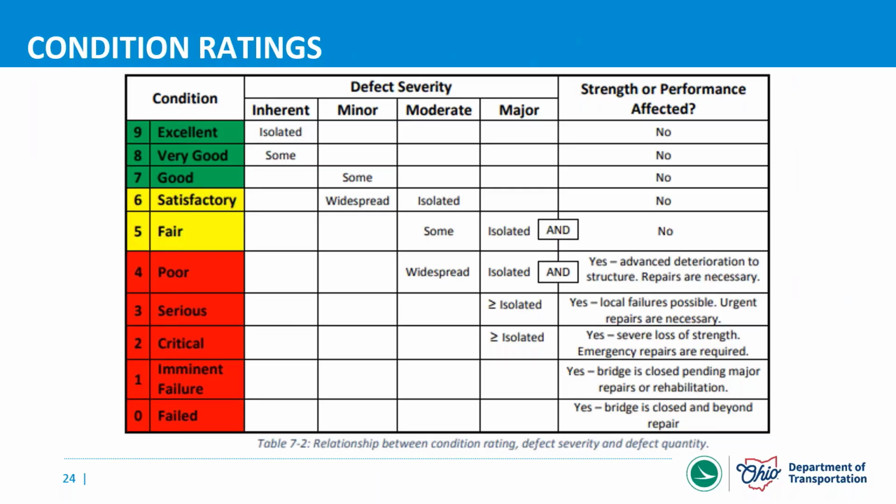What I want to lastly bring attention to is the difference between a 5 and a 4, right? So we're still at, is the strength and performance of the member affected? Yes, to get to a 4. You could have major deficiencies on your structure, and if it's determined to not be seriously affecting the strength and performance of the structure, you can stay in that 5 level instead of coming down to a 4.